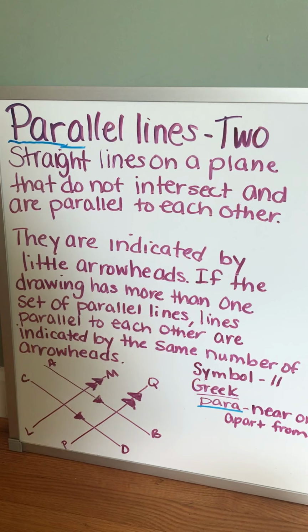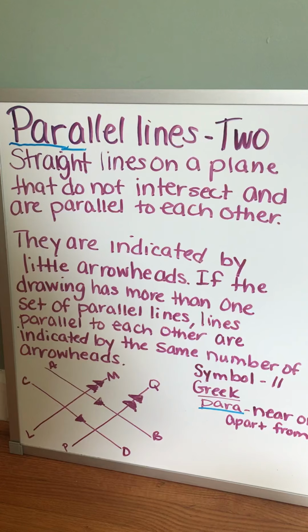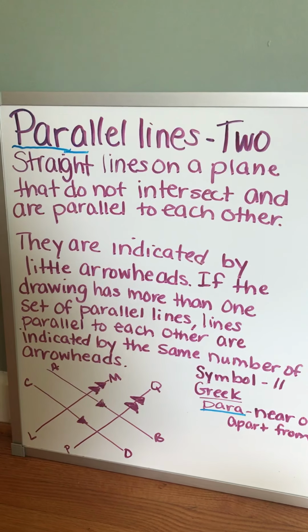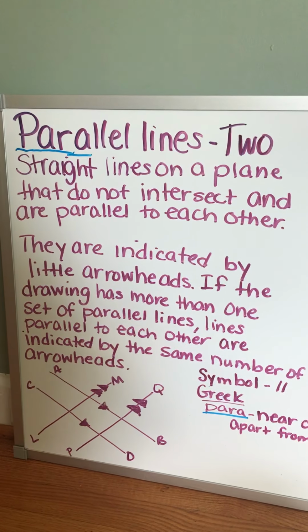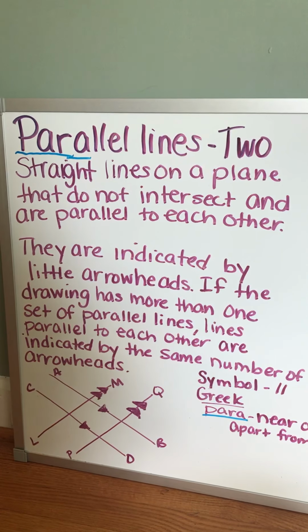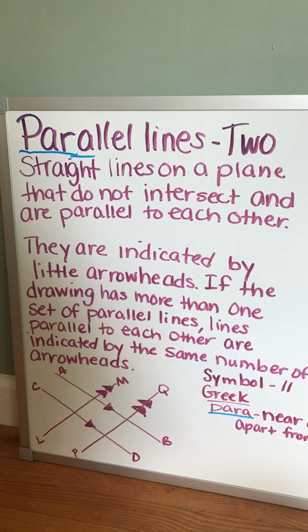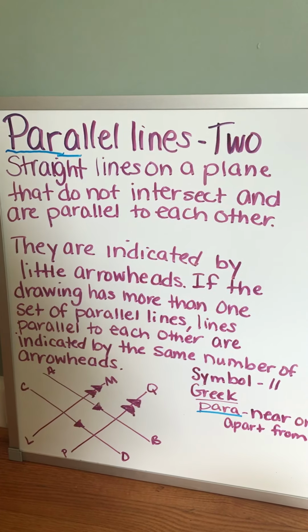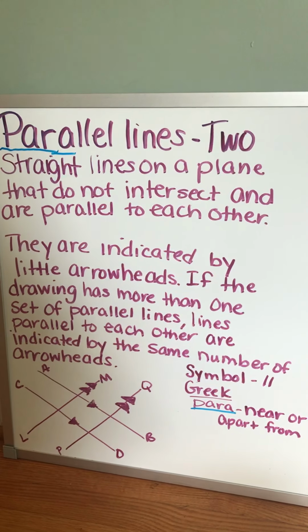Today we're going to talk about parallel lines. This one's a little bit different than the one we did the other day for perpendicular. Remember, perpendicular lines are lines that intersect at 90-degree angles. Parallel lines will never touch. No matter how long they go, they will never intersect.